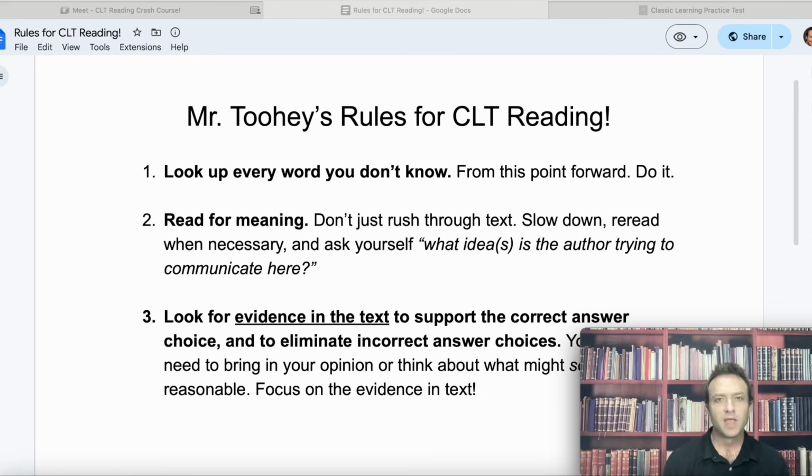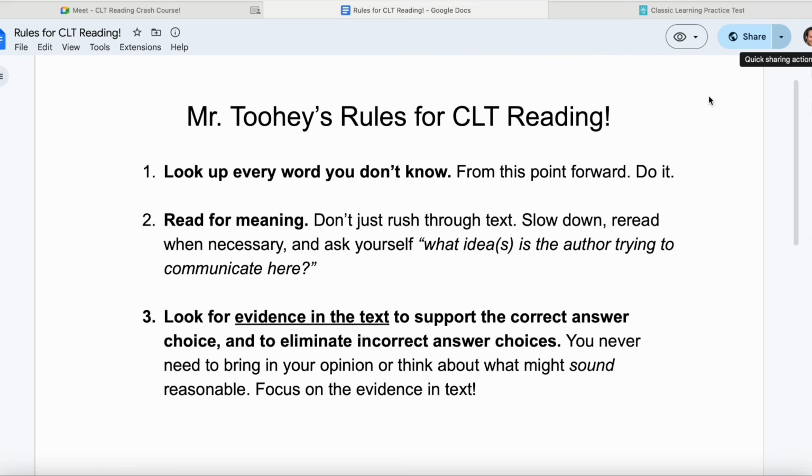Yep. All right, great. And I want to start with that rules for CLT reading document that you should have in front of you. And I'm going to bring that up on my end. And I'd love to read these three rules together first before we jump into the passages. So go ahead and read rule number one for us, please, loud and proud.